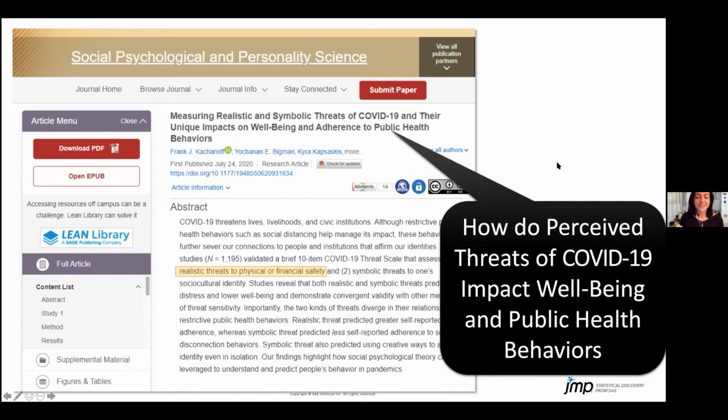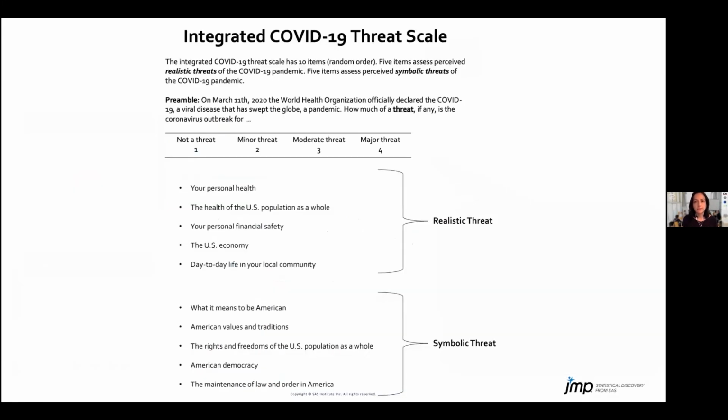What they found is that there's one type of threat, they call them realistic threats, because they threaten our physical and our financial safety. And the other type of threat that they discuss is symbolic threats, because these are things that threaten our social cultural identity. And in the article, they actually came up with a survey that they call the Integrated COVID-19 Threat Scale. It has 10 items, 10 questions, and the first 5 are to measure realistic threat, and the other 5 are for symbolic threat.